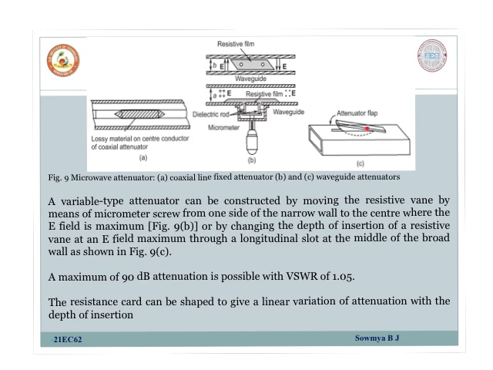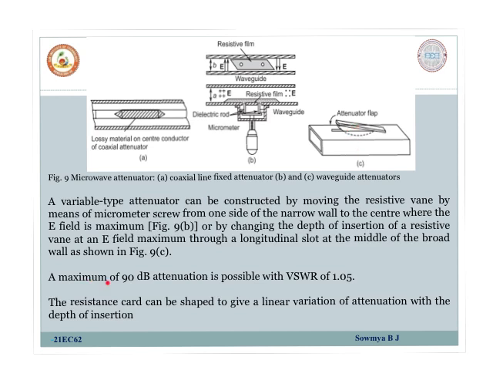Here, this is the attenuator flap, this is the hole of insertion, and it is in the form of a conical shape. As this attenuator flap is being pulled through the longitudinal slot at the middle of the broad wall, as it goes deeper inside, the attenuation is more, and as it is slighter, the attenuation will be less.